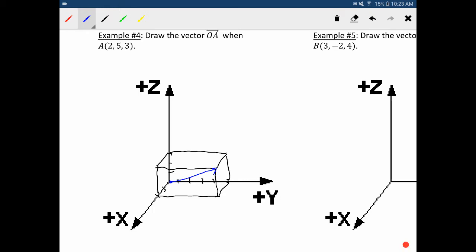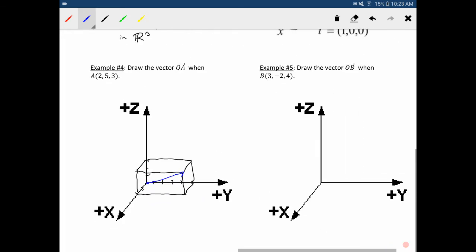So it's a bit of a challenge drawing in 3 dimensions, obviously, because we're drawing on a 2-dimensional plane, but do your best.